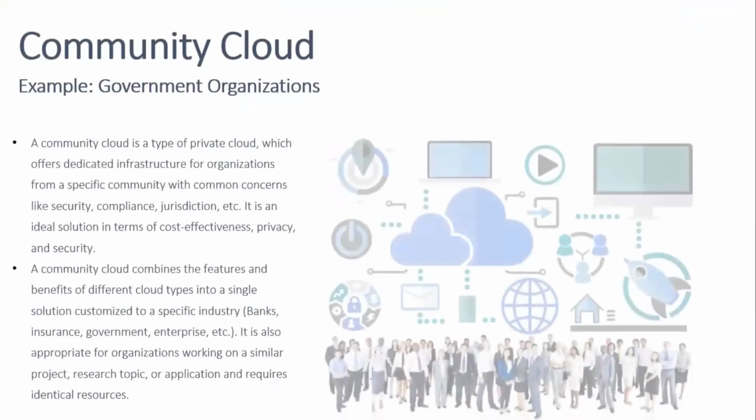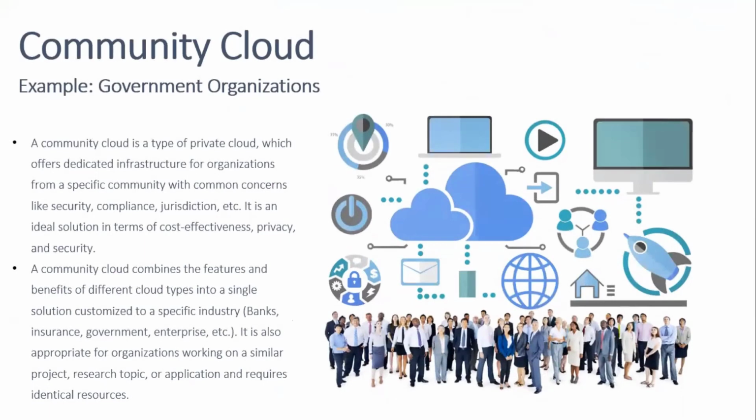Next one we have is the community cloud. Community cloud is basically a dedicated infrastructure for organizations which work with the same set of requirements. For example, we have government organizations, or multiple government sites that we use in our daily life. All the government websites or government-owned applications will be working with the same types of requirements, the same set of security policies, and the same compliance types.